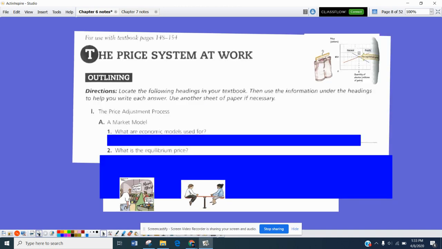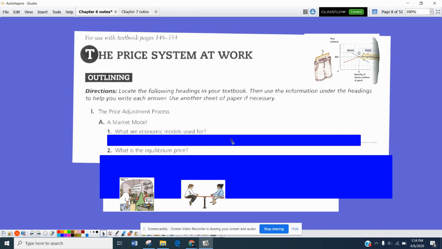We're going to talk a little bit about price and the adjustment process, and we're going to get into talking about things like surpluses and shortages, and we're going to play around with some equilibrium prices and take a look at how that will impact supply and demand curves. So anyway, taking a look here, Roman numeral one, the price adjustment process. This is the market model.